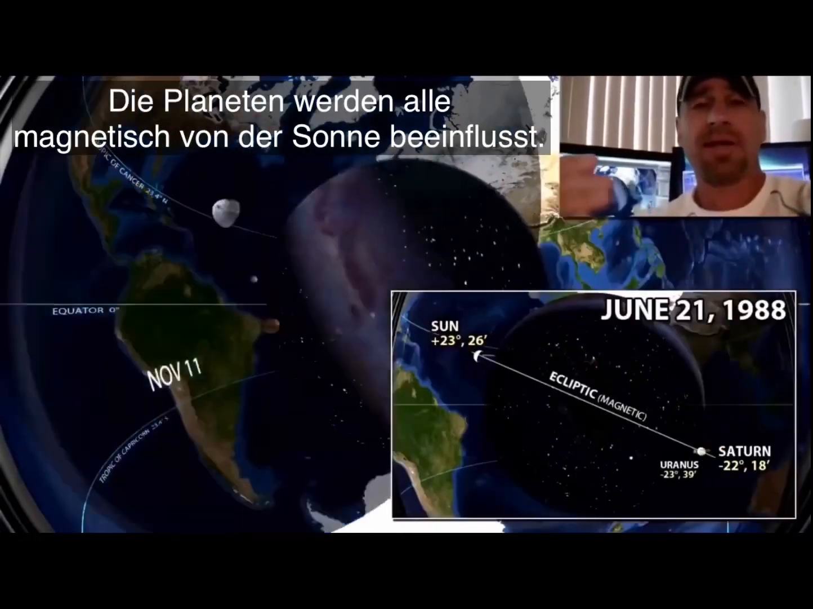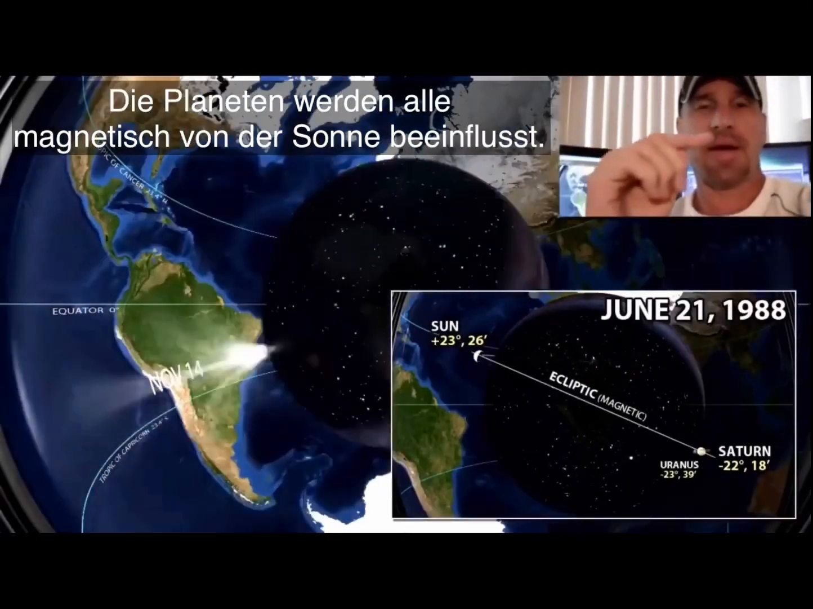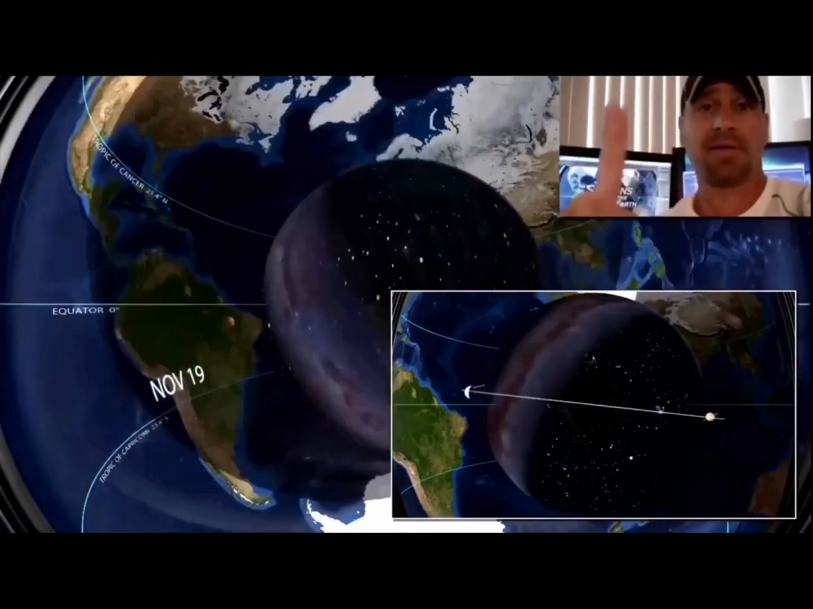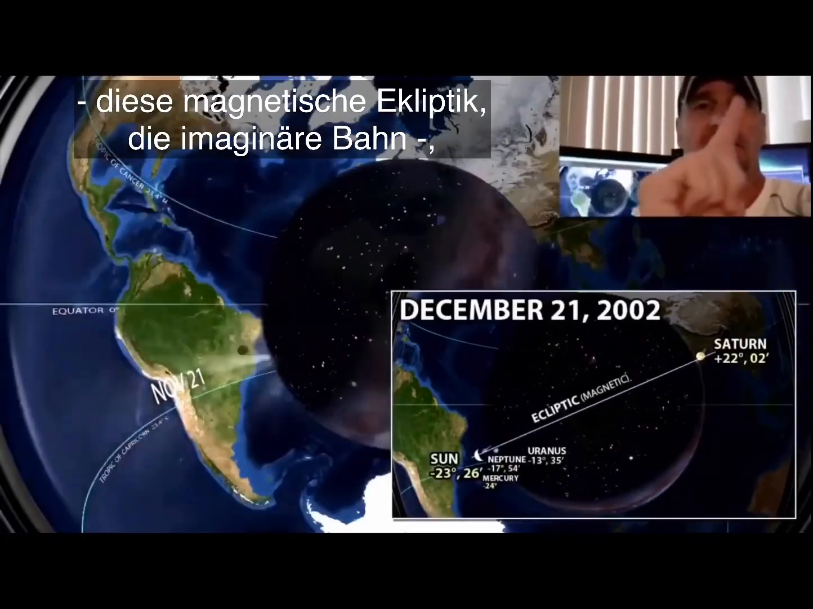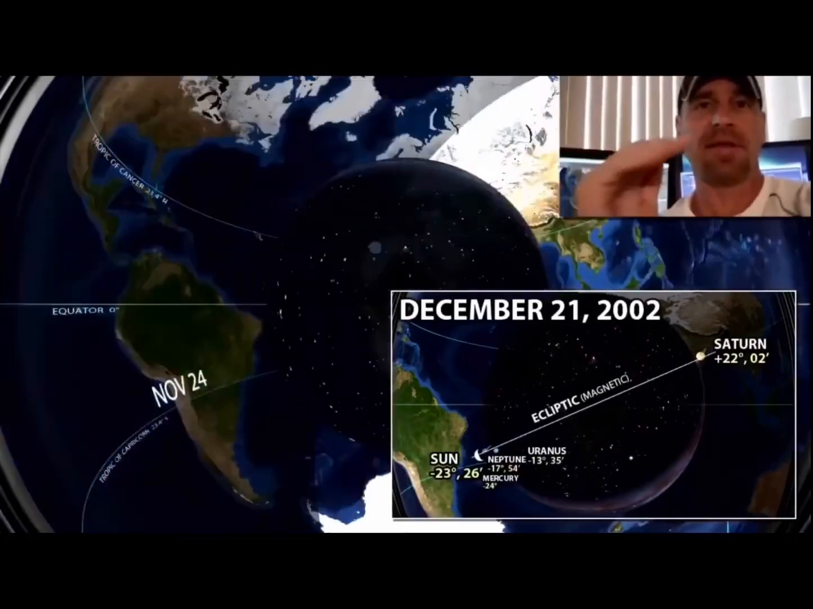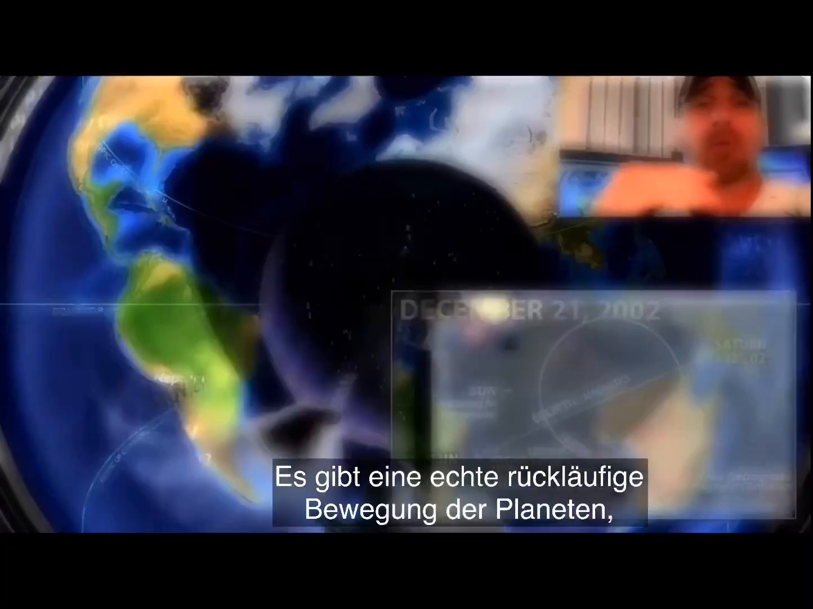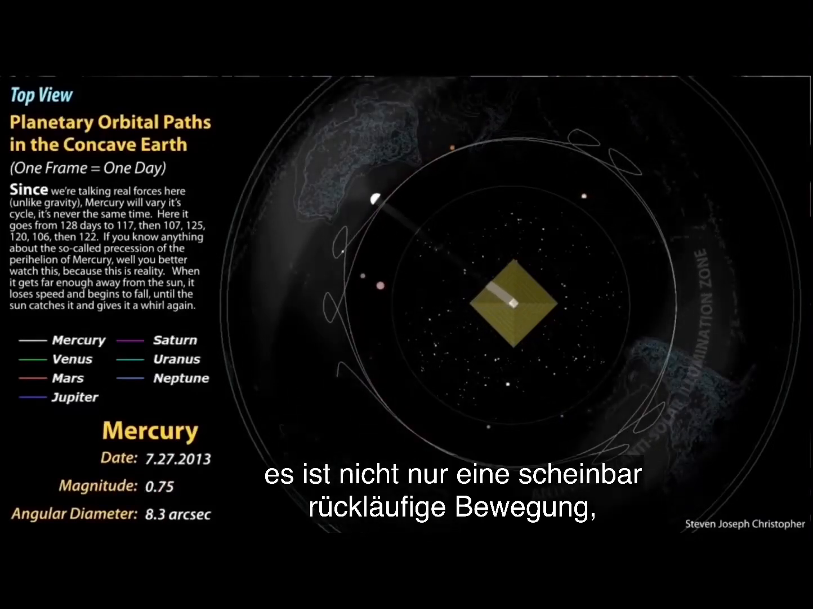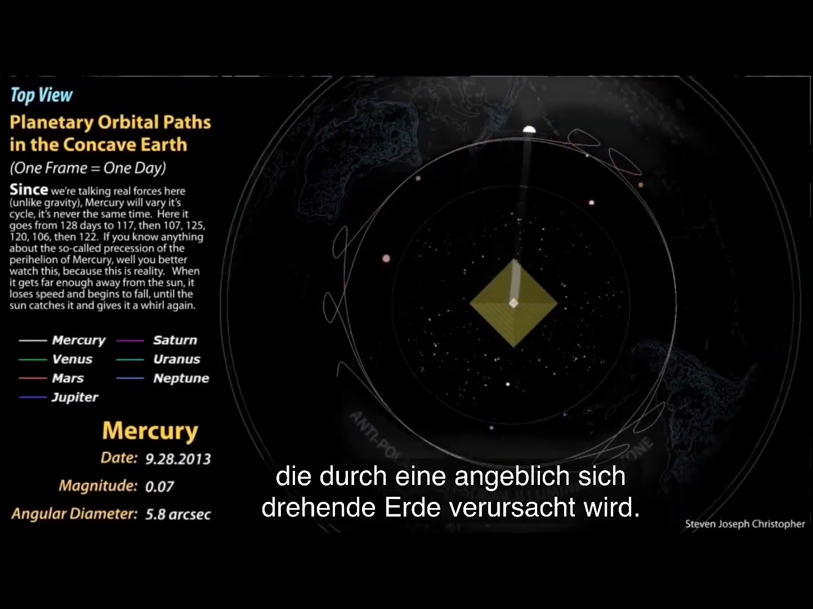The planets are all magnetically affected by the sun. So when the sun is inclined like that, the ecliptic of the planets, that magnetic ecliptic imaginary path, is going to be influenced by it as well. There's a real retrograde motion to the planets. It's not just an apparent retrograde motion caused by a supposed spinning Earth.